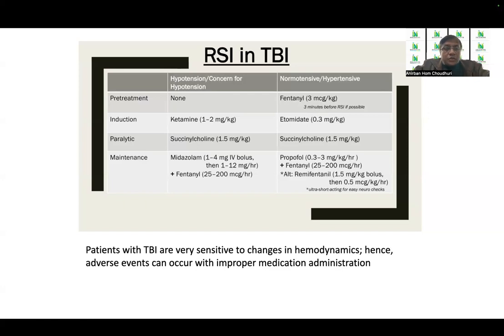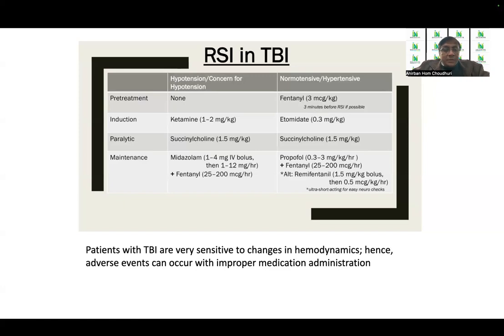The paralytic agent of choice is the same in both cases, and maintenance of sedation and analgesia can be done with midazolam plus fentanyl or with dexmedetomidine plus fentanyl in patients who have a risk for hypotension, and in the patients who are normotensive or have a tendency for hypertension, addition of propofol can be considered. However, all this has to be individualized because there is no absolute recommendation or guideline which tells which drugs or which agents to be chosen specifically for rapid sequence induction in traumatic brain injury.